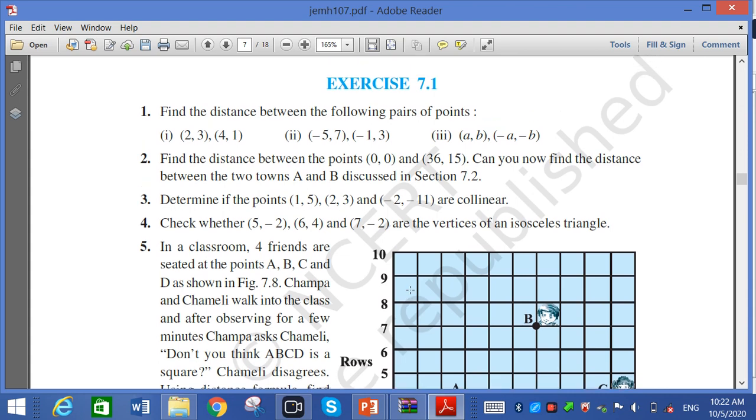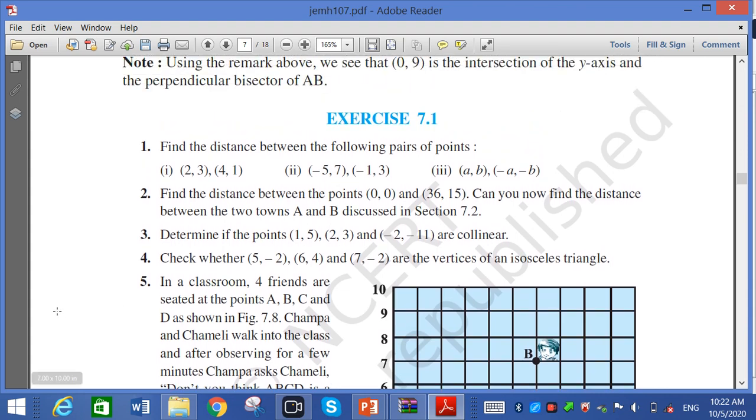Question number 4 says we have to prove whether it is an isosceles triangle. What is the meaning of isosceles triangle? Two sides are equal. If I draw one triangle, then two sides must be equal and the third side is different. It is called isosceles. So if I find out the distances AB, BC and AC, then AB equal to AC may be possible, because the question is to check whether. So we have to check.